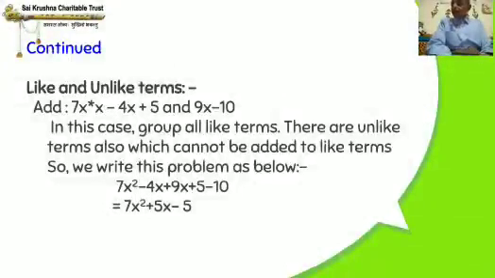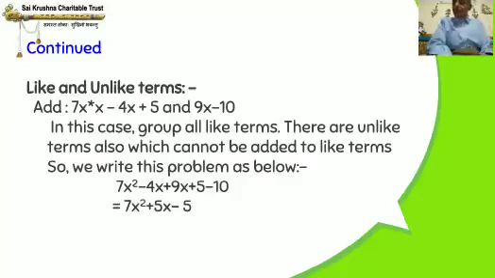Then like and unlike terms is being continued. Now let us add 7x squared minus 4x plus 5 and 9x minus 10. So how are we going to do this? We will first group all the like terms. We will group minus 4x and 9x together first, and 7x squared will be as it is, and plus 5 minus 10. So the equation will be 7x squared minus 4x plus 9x plus 5 minus 10.